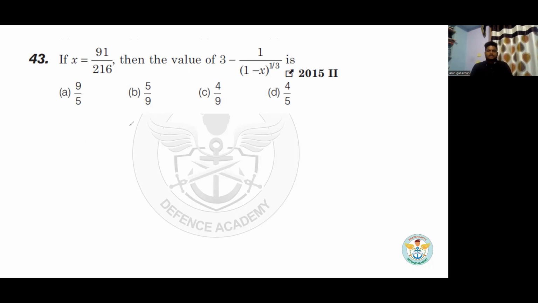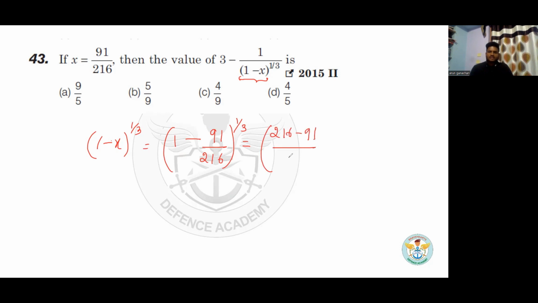Okay, let me solve this along with you guys. First, I'll do what? Did you get the answer? First, I'll take this outside. What we have? We have 1 minus x raised to 1 by 3. So then I'll substitute the value of x. What is the value of x? Value of x is 91 by 216 raised to 1 by 3. So if I take the LCM, it will be 216 minus 91 divided by 216 raised to 1 by 3.